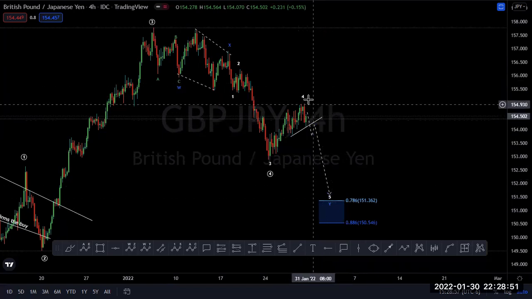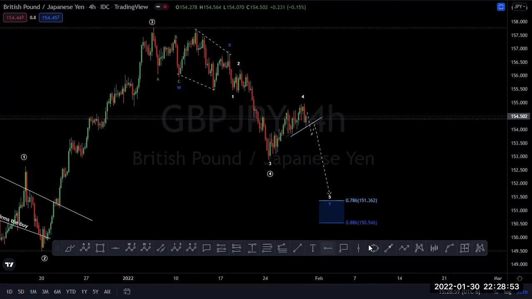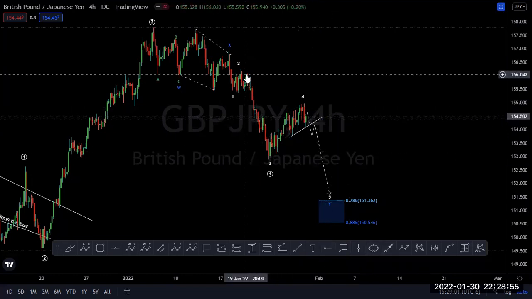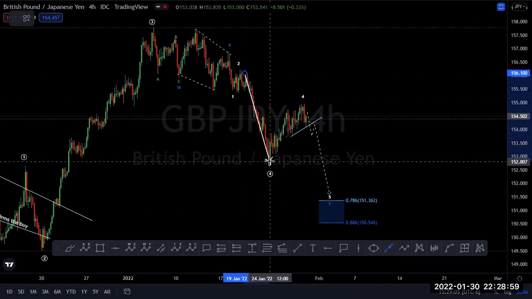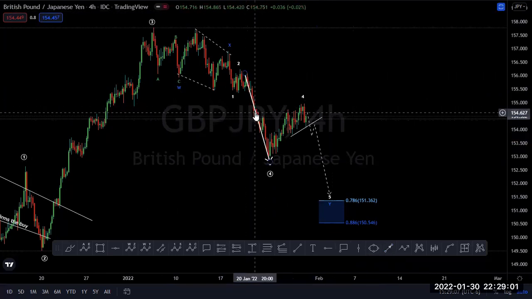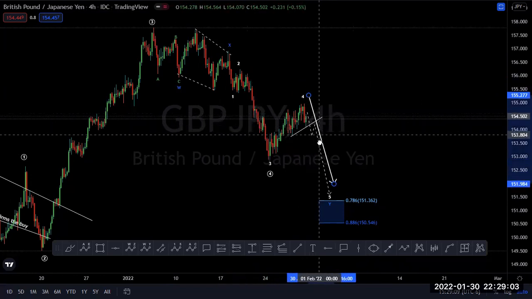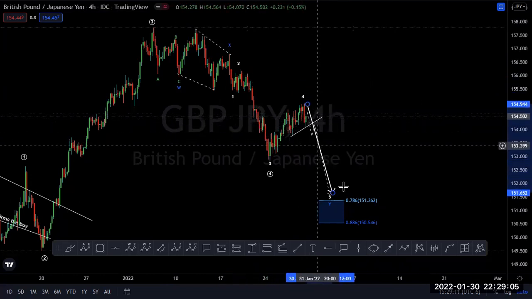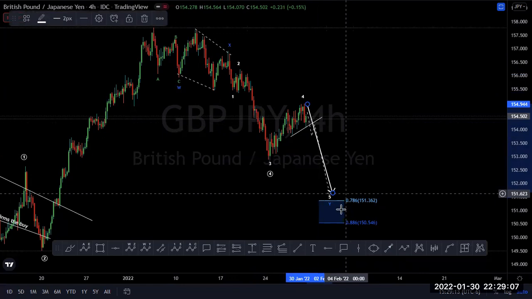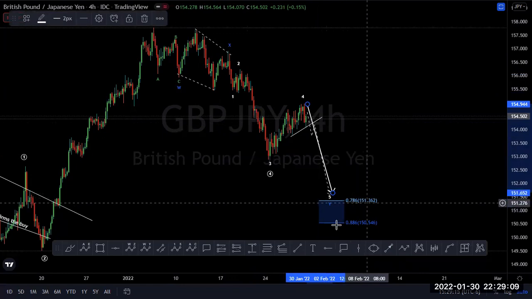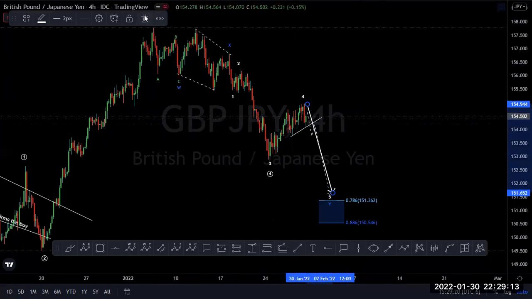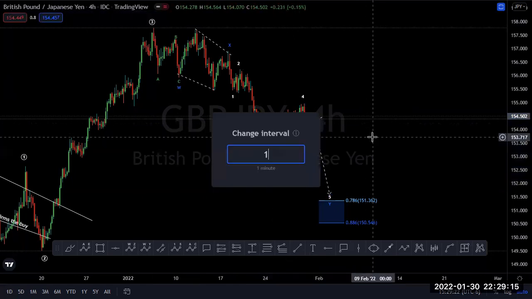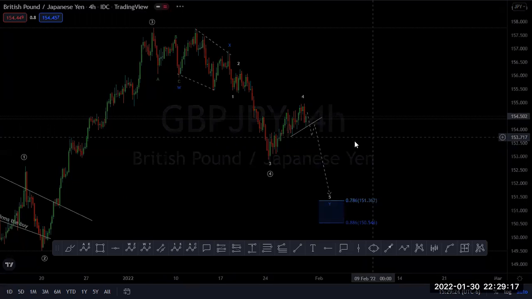So I'm looking for another drop, maybe something similar to this type of move, or equal to it. That goes from there down to this level. Do not enter this 78.6, but let's just wait for it to break this line. So let me show it on 1 hour. It will be clearer for you to see.